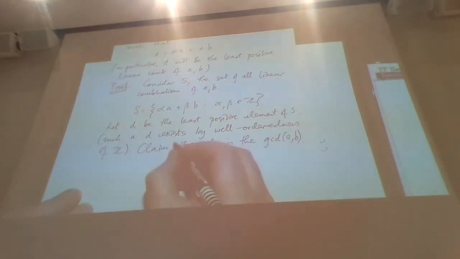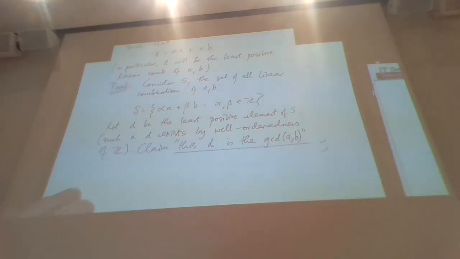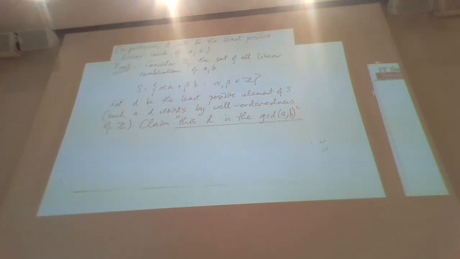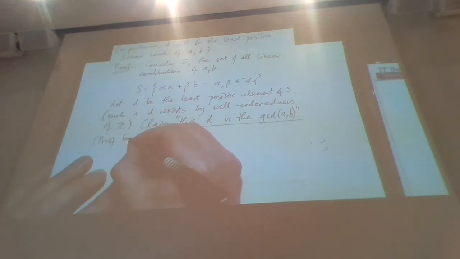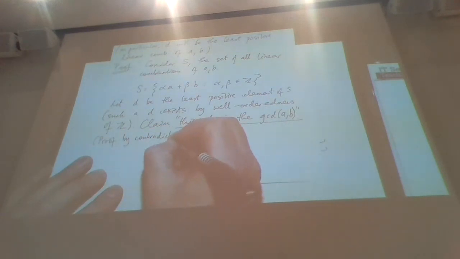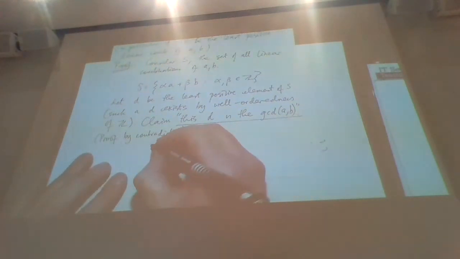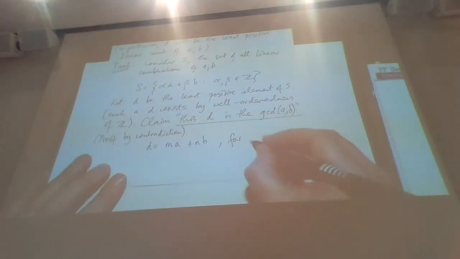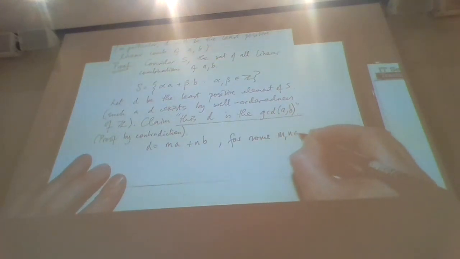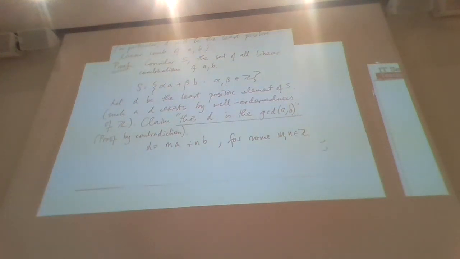Okay, that's the claim that we're about to prove. And here the proof is really like a proof by contradiction, if you like. So D is written as MA plus NB for some M and N. Okay, that's true because it comes from S. D is an element of S. S is the set of all linear combinations. So D is certainly a linear combination.